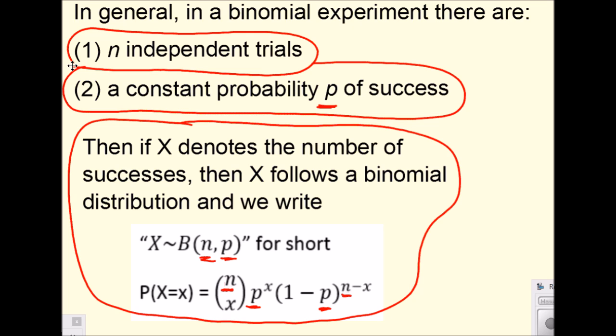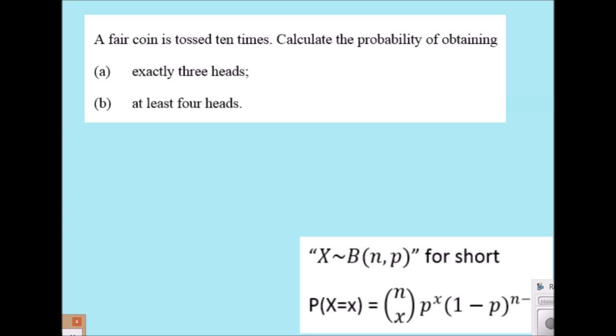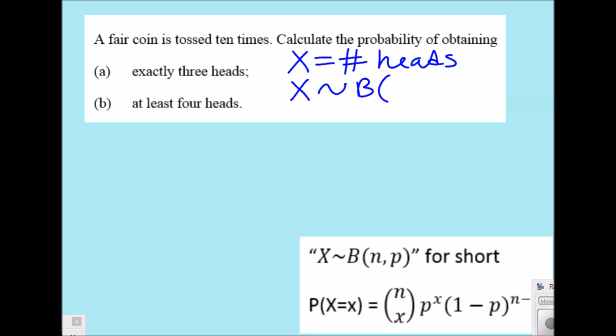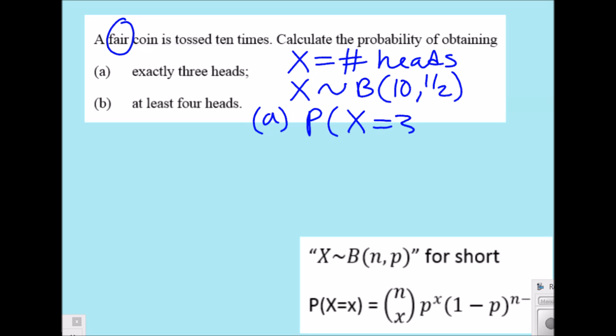Okay, let's do an example. A fair coin is tossed 10 times. Calculate the probability of obtaining exactly 3 heads, at least 4 heads. Now the procedure here, which is useful, is you write down the random variable, which is the number of heads. The distribution is distributed binomially. The parameters are 10 and 1/2. It's only 1/2 because we're told it's a fair coin. Okay, and then the event for A is the probability the number of heads is 3.